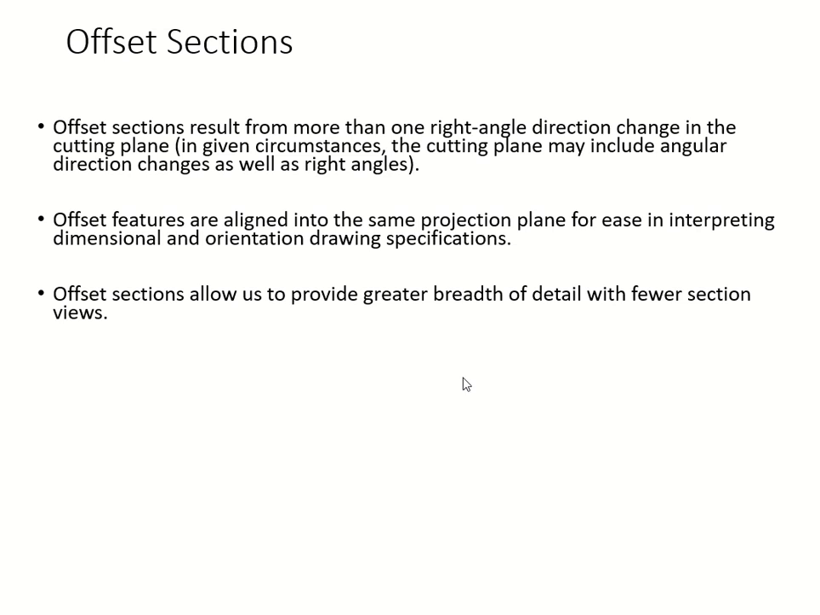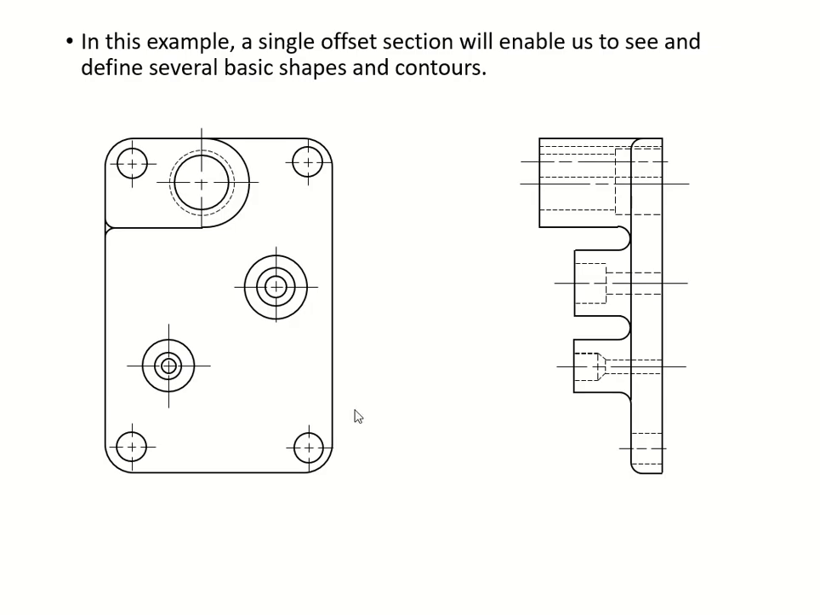Your offset section, of course, allows us to provide a greater breadth of detail with fewer section views. I'm trying to simplify the section views. So let's take a look at this. When you look at it, you think that was very complicated. Actually, it's not very complicated.